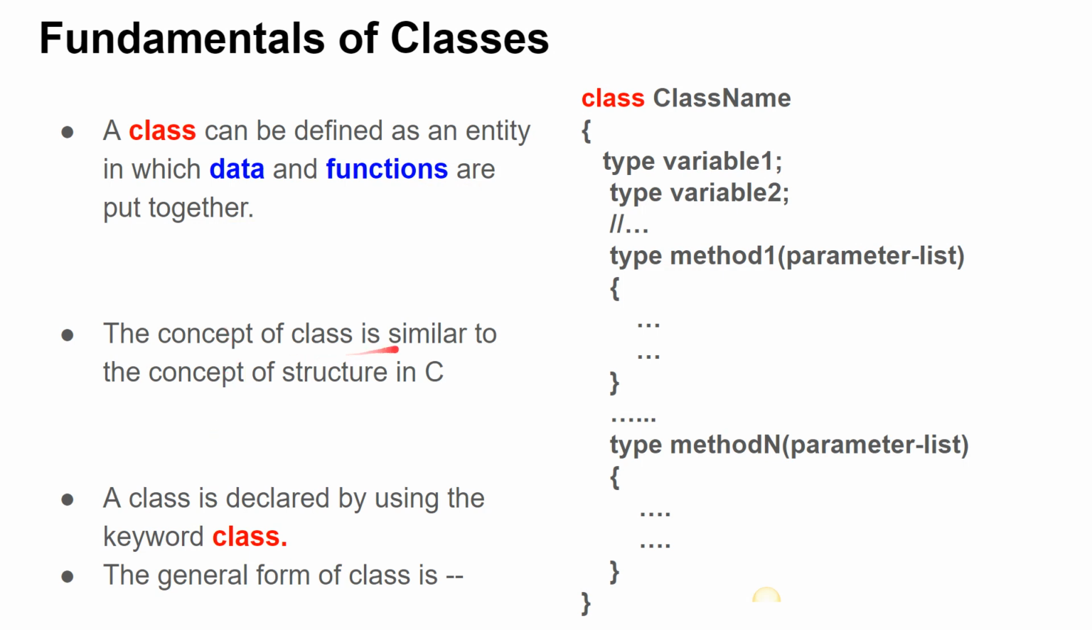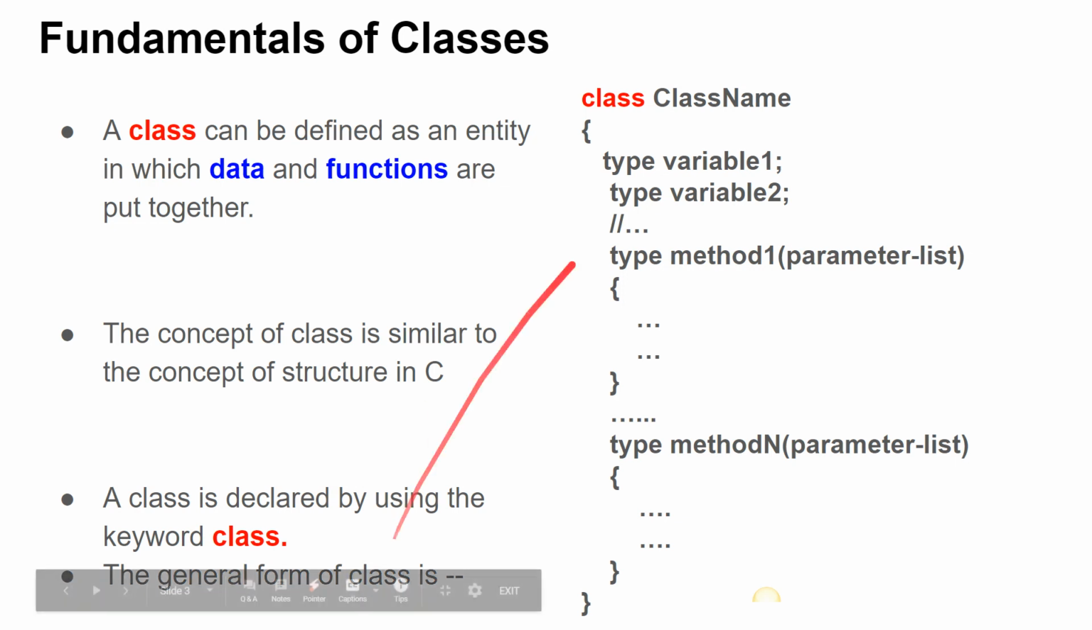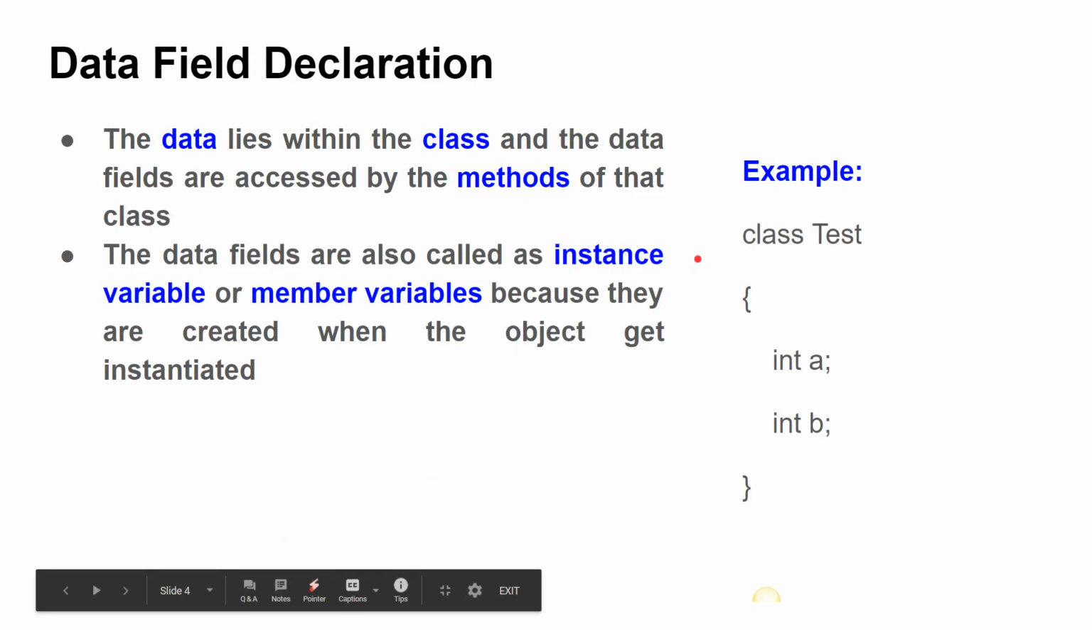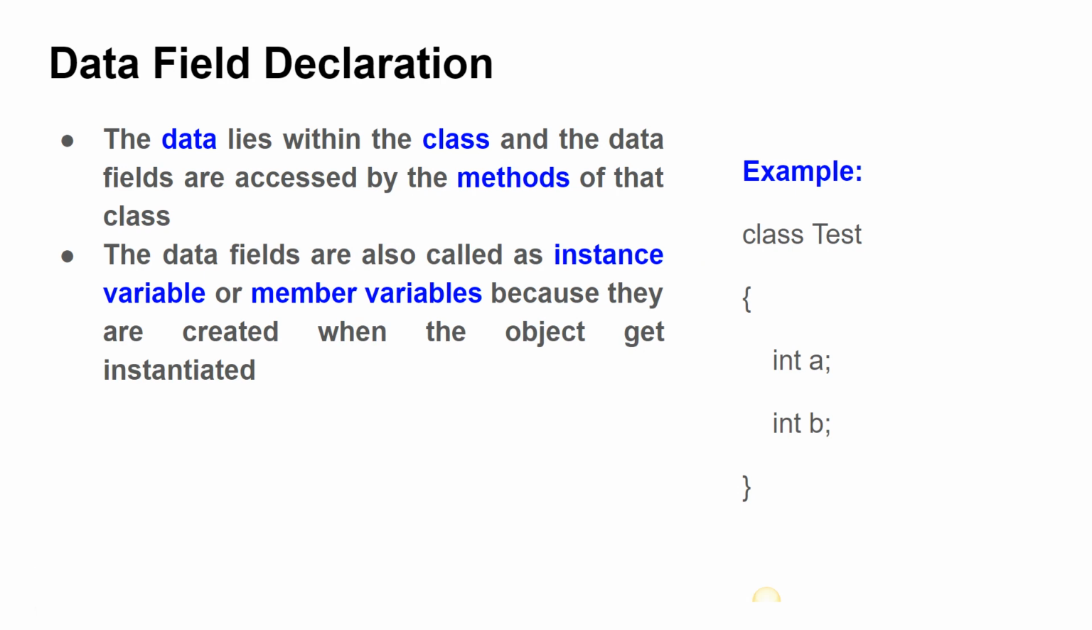And the concept of class is similar to the concept of structure in C. A class is declared by using the keyword class. The general form of class, this is the syntax, you can just go through it, and then the data field declaration. The data lies within the class and the data fields are accessed by the methods of that class. The data fields are also called instance variables or member variables because they are created when the object gets instantiated.